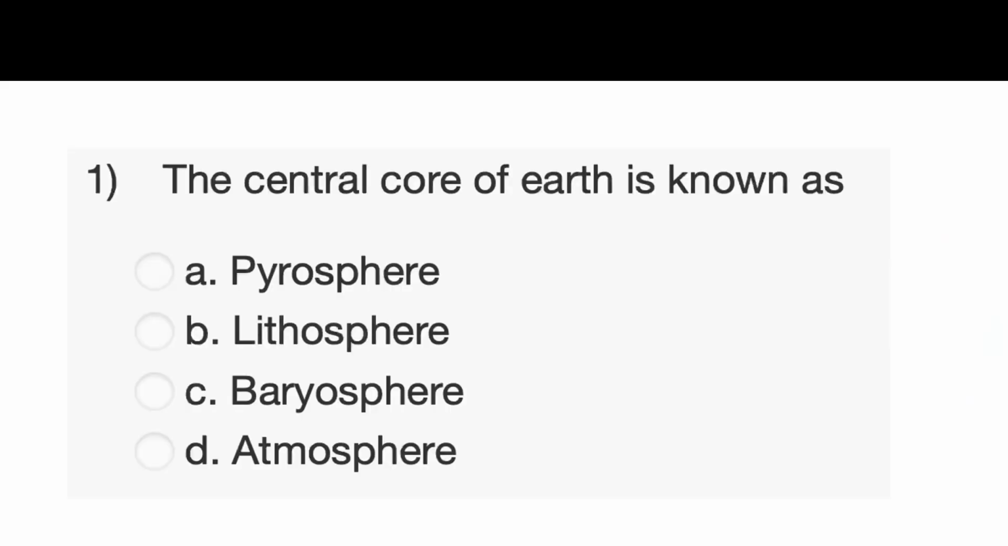The first question is: the central core of the earth is known as dashed. What is the central core of the earth? Option A, pyrosphere. Option B, lithosphere. Option C, barysphere. Option D, atmosphere.